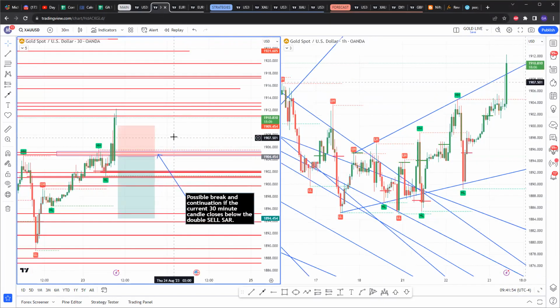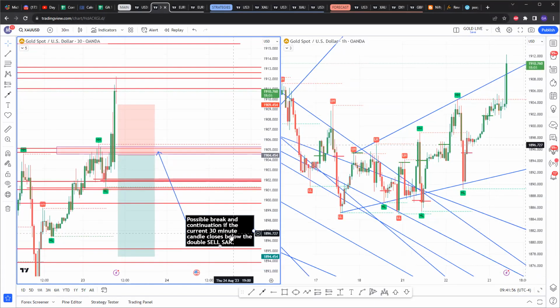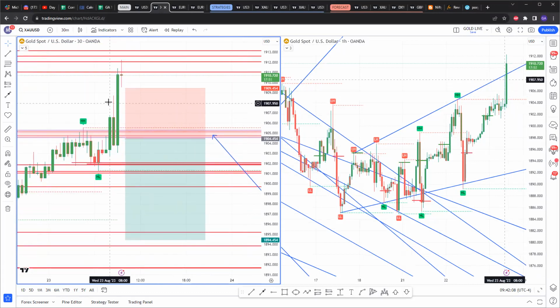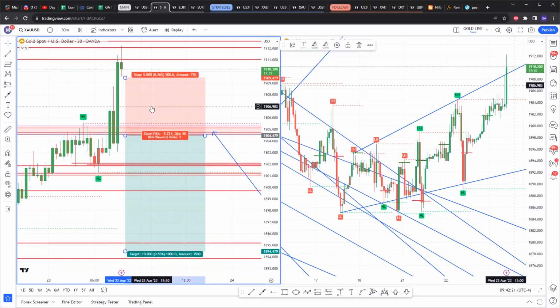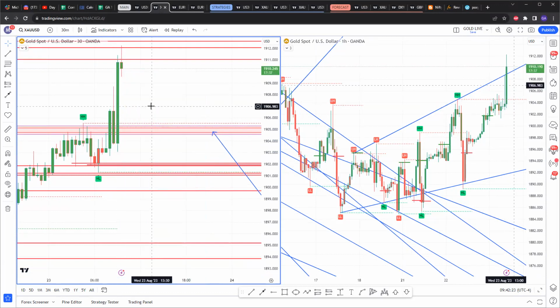For gold, now I sent this in the trade idea, right? Possible break and continuation. Actually, yes, break and continuation if the current 30-minute candle closes below the double SAR. No, if it's a break and continuation, this was the break candle, right? Because this was the double SAR right here. And then this candle that turned out to be heavily bullish should have closed below for this sell to activate. So unfortunately, no selling on gold.